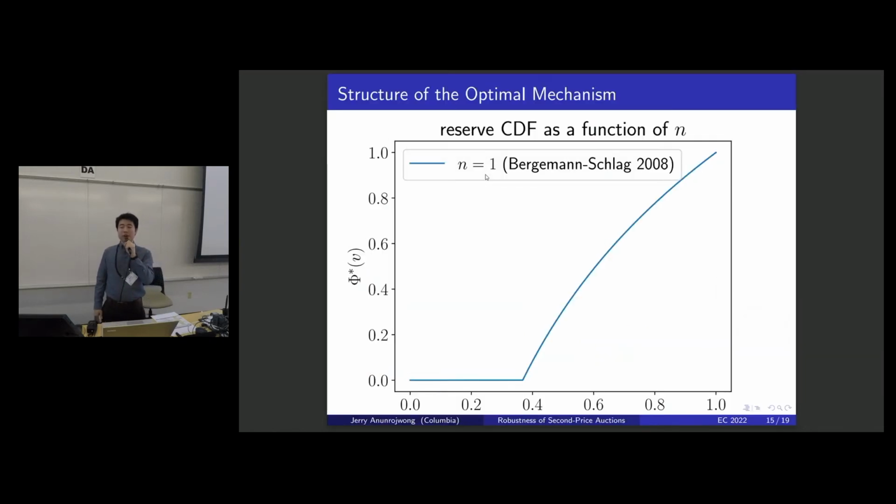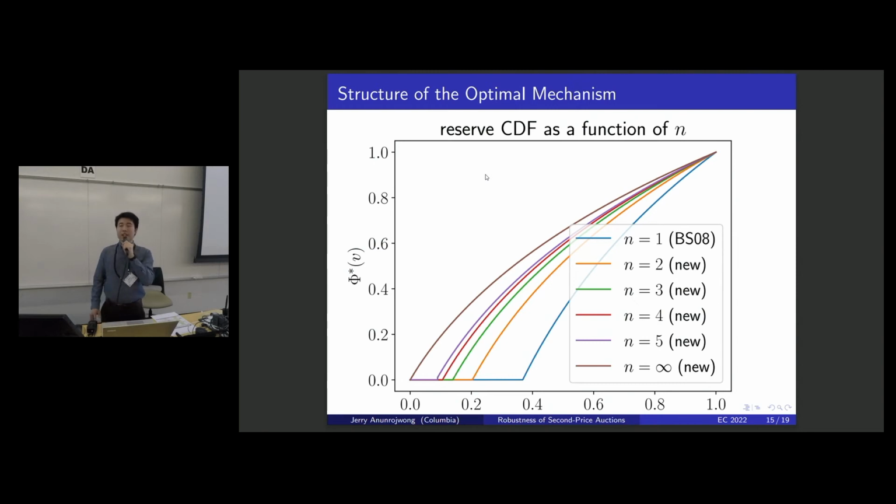We can then look at the structure of the optimal mechanism. Previously, Bergemann and Schlag, 2008, only solved the one bidder case. And our work significantly generalizes Bergemann and Schlag, where we can characterize the minimax optimal reserve CDF for every n, as seen in this slide.